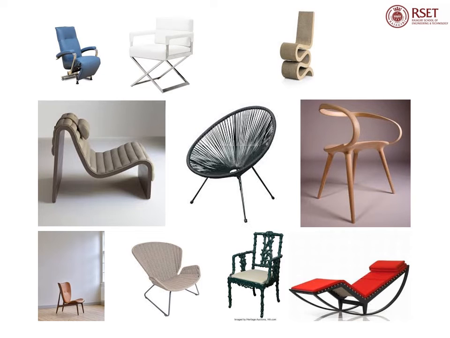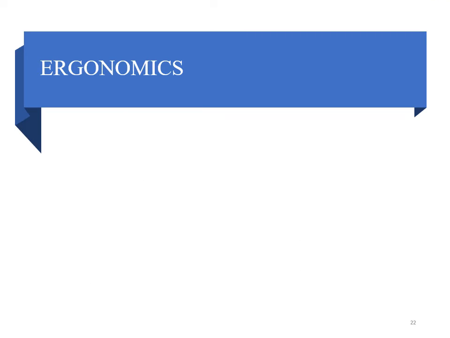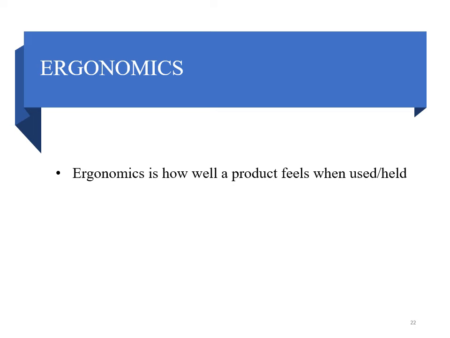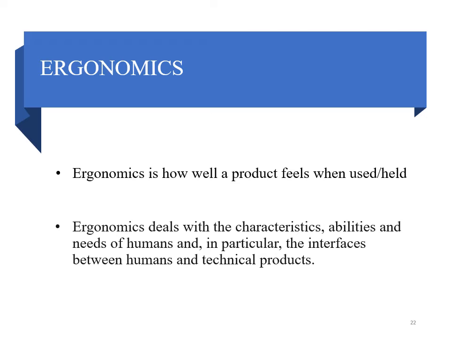These are some examples of aesthetically designed chairs. Next topic is ergonomics. Ergonomics is how well a product feels when used or held. Ergonomics deals with characteristics, abilities, and needs of humans, and in particular the interfaces between human and technical products. That is, it is the man machine relationship and the application of anatomical, psychological, and physiological principles to solve the problem arising from man machine relationship.